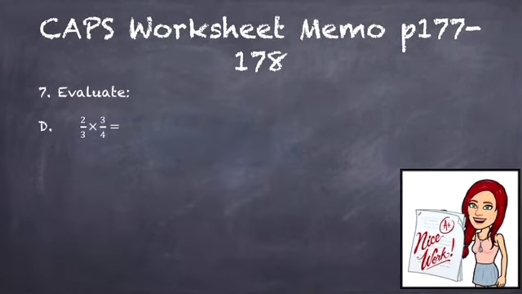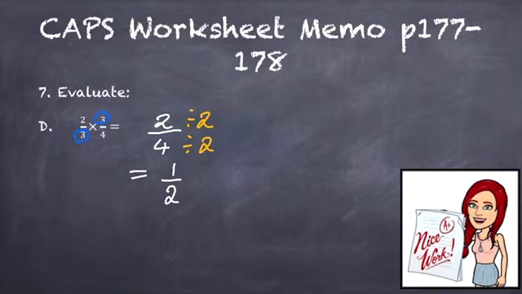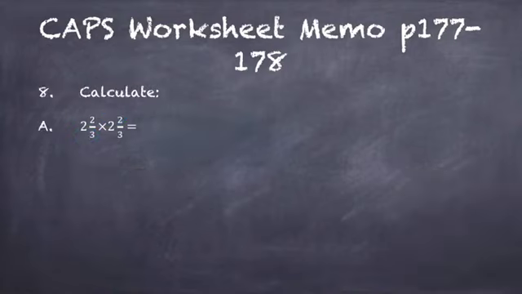Question number 7. We have to evaluate. Okay, here we're doing the butterfly. Notice that this 3 and this 3 are the same, so I'm going to say they divide out. Then I'm left with 2 over 4. 2 over 4 simplified. I'm going to divide with 2 at the top and at the bottom, and I'm left with a half. Easy, isn't it?